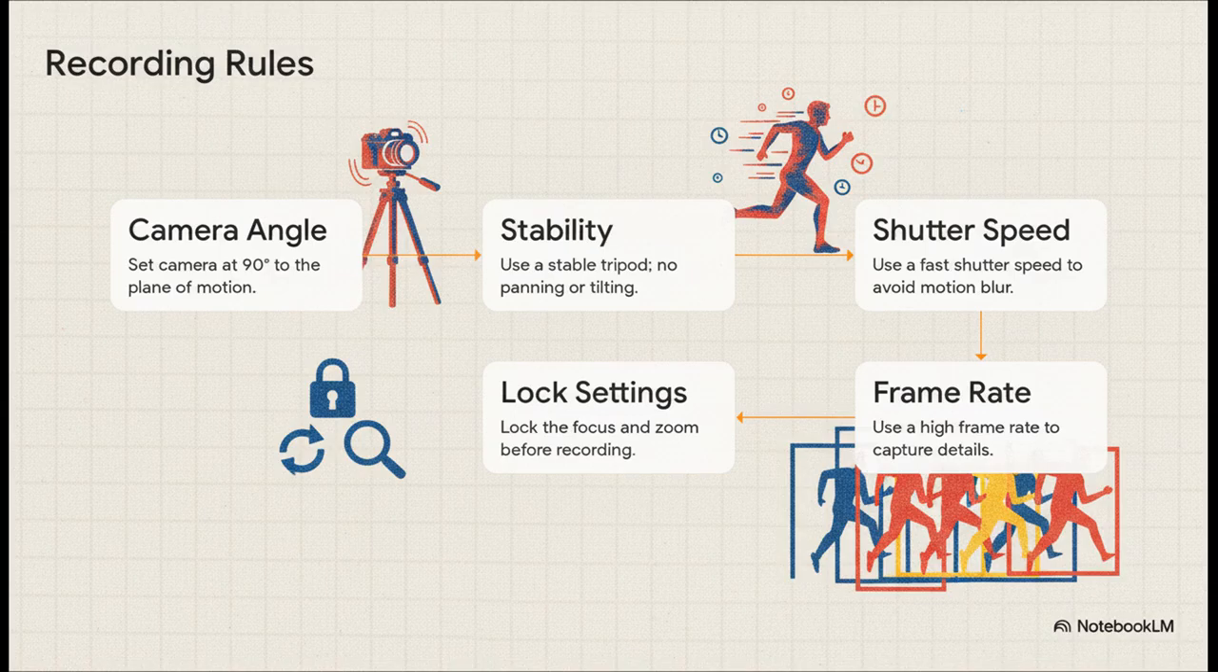So that leads us right into this, a super simple but critical checklist for getting perfect video every time. And I mean it, getting these 5 things right is non-negotiable. First, like we just said, camera at 90 degrees. Second, use a tripod. No shaky hands, no panning, no tilting, keep it stable. Third, you need a fast shutter speed to avoid motion blur. You want crisp, clear images. Fourth, a high frame rate. This lets you see all the little details that happen between the major movements. And finally, lock your focus and zoom before you hit record. That way, your shot stays consistent the whole time.